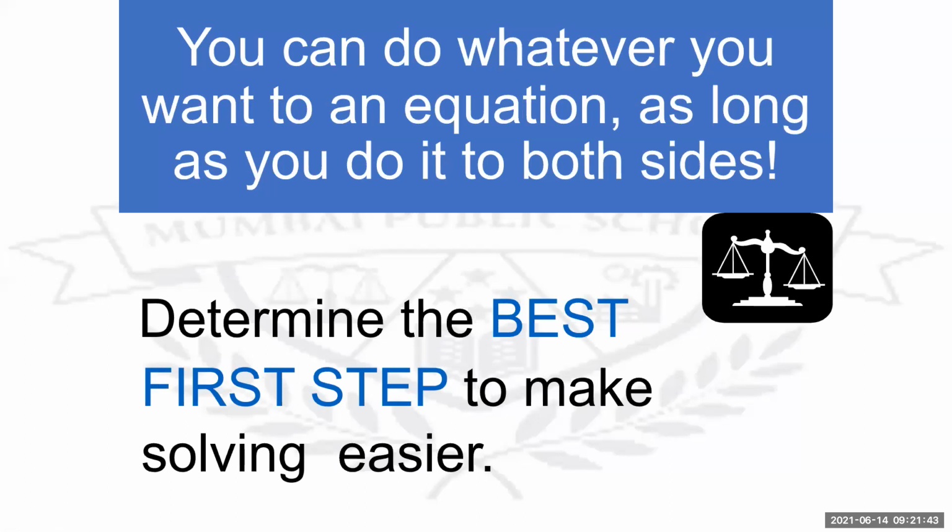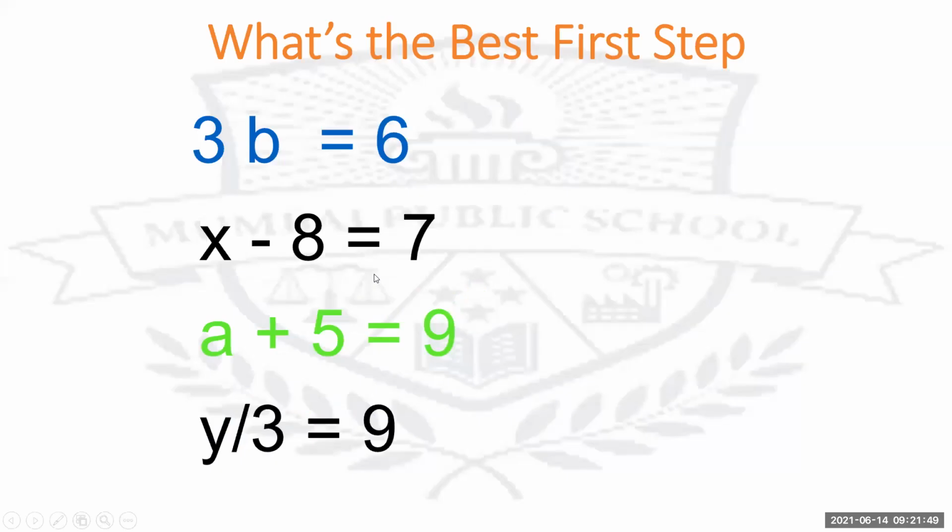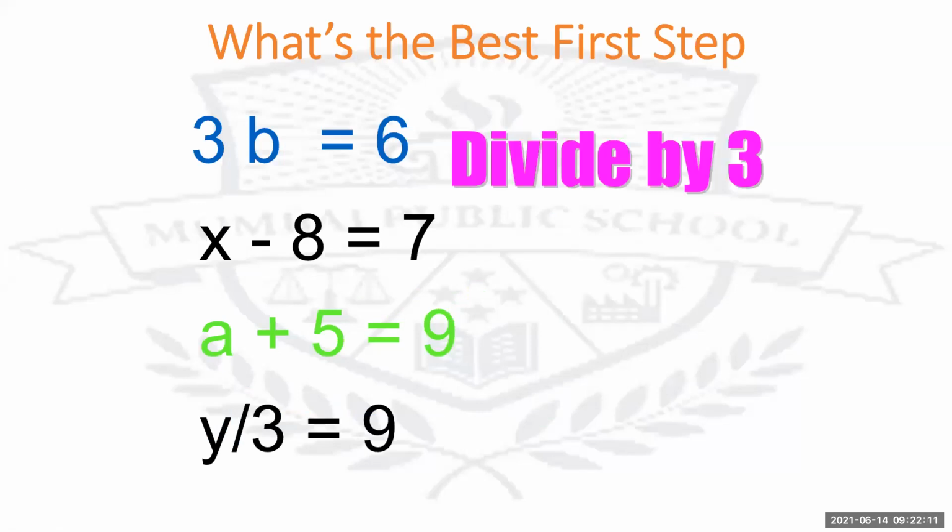Determine the best first step to make this solving easy. What's the best first step? 3b equals 6. What is the best first step here? Check. 3b equals 6. You're going to divide it by 3.